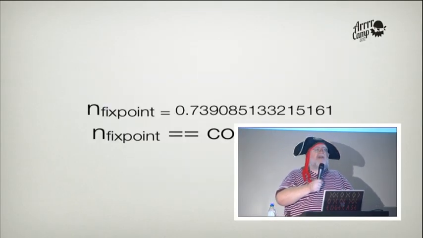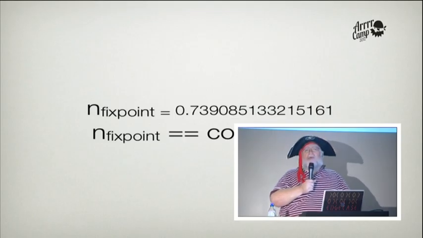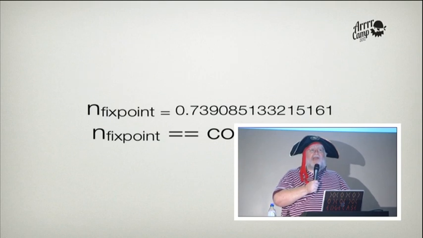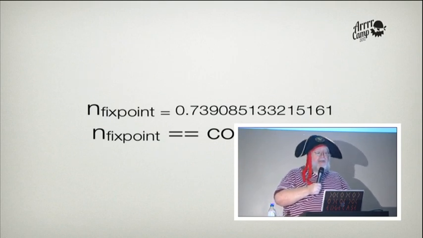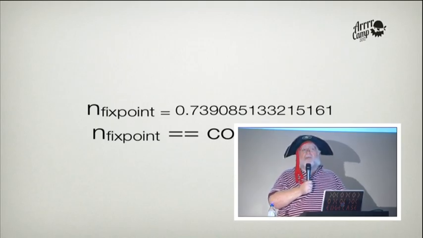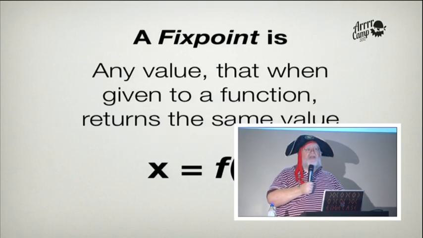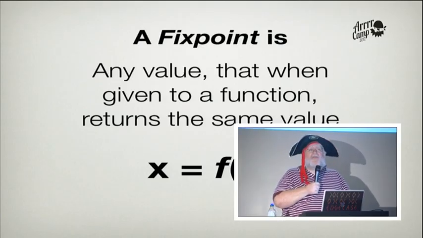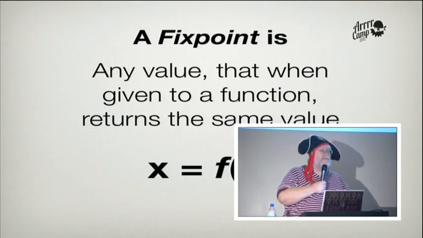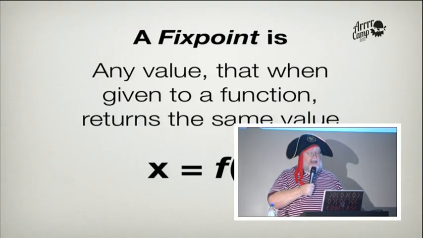This is called a fixed point. A fixed point is a number, or actually any value, that you feed into a function and it returns that same value back. Cosine has a fixed point at 0.739085 blah, blah, blah. Now, lots of functions have fixed points, and this is the definition of fixed point. Take a value, run it through a function, and get the same value out as you put in. That is a fixed point of that particular function.